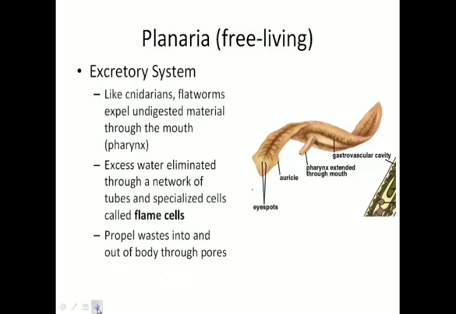Excretory system basically just means getting rid of wastes. In humans, we use our kidneys to get rid of waste as urine, or our large intestine to get rid of solid waste. But for these ones, they bring in their food and expel undigested matter right back through the mouth again. Excess water is eliminated through a network of tubes and specialized cells called flame cells, which propel waste out of the body through pores.